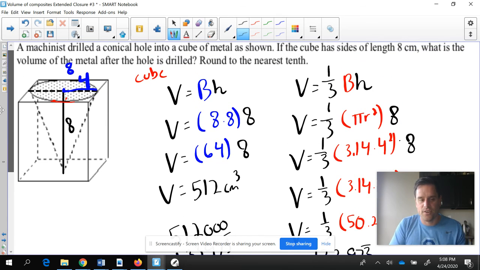Again, the only difference with these problems, guys, is that we have to find two volumes. When you find the two volumes, you're going to either add them together or you're going to subtract. And guys, that's it. Those are the problems.